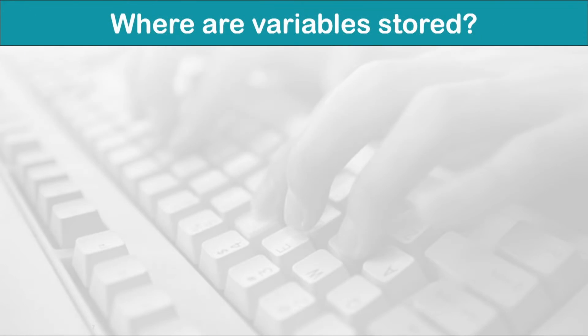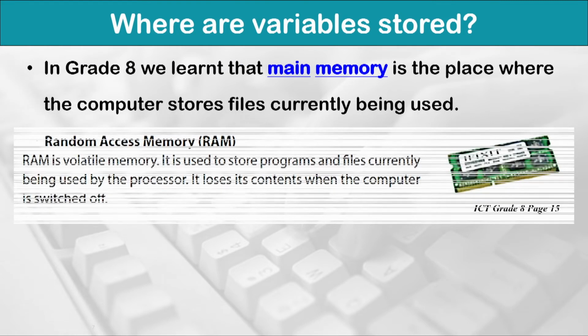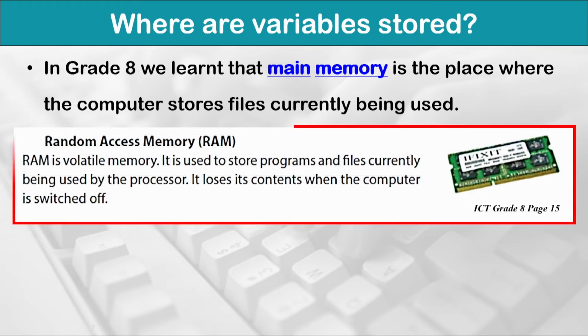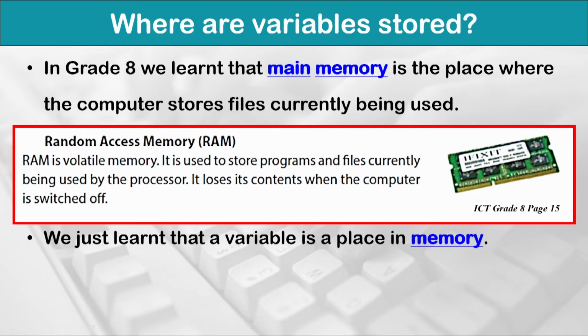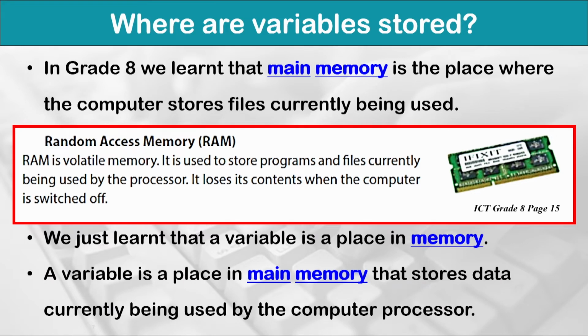Let us see where variables are stored. In grade 8, we learned that main memory is a place where the computer stores files currently being used. And we just learned that a variable is a place in memory. So a variable is a place in main memory that stores data currently being used by the computer processor.